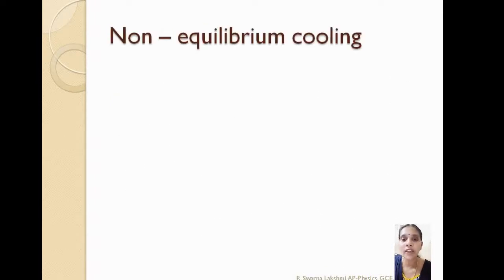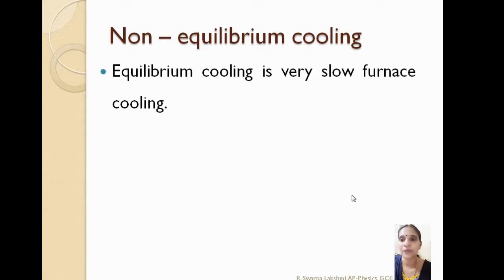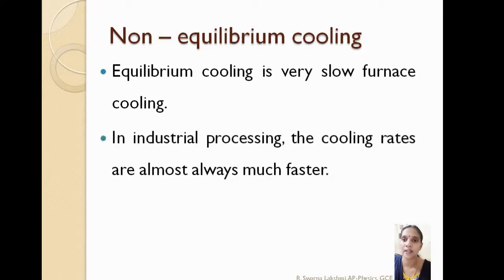What is non-equilibrium cooling? So far we have seen phase diagrams in which only equilibrium cooling happens. That is, cooling happens at a very slow pace, like heating a sample in a furnace and allowing it to cool within the furnace. Furnace cooling is an example of equilibrium cooling. And all phase diagrams that we have seen so far pertain to equilibrium cooling. Equilibrium cooling is very slow furnace cooling, as I told.